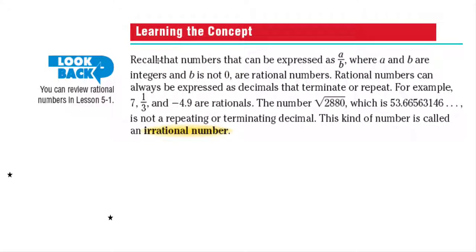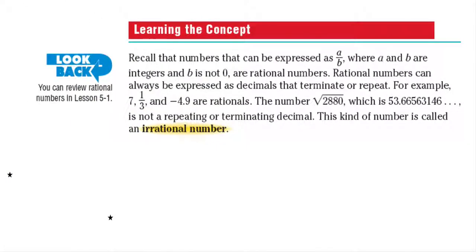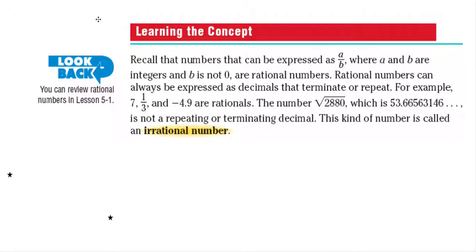Moving on to the next one, which brings us to our concept: irrational numbers. But before we talk about irrational numbers, we need to recall what rational numbers are. Rational numbers, from lesson 5-1, are numbers that can be expressed in the form a over b, where a and b are integers and b is not equal to 0. Again, they can be expressed as a fraction, where b is not equal to 0.